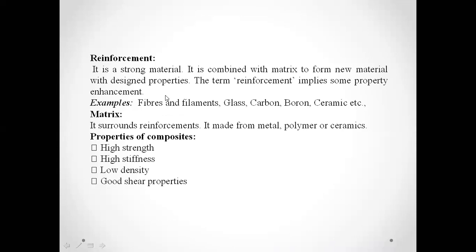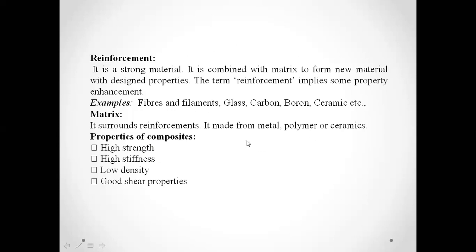So let us see what a reinforcement phase is and what a matrix phase is. The reinforcement is a strong material combined with a matrix to produce your composites. It might be made of fibers and filaments of glass, or elements like carbon, boron, and other ceramics. Your matrix is the continuous material in your composite, which holds the reinforcement material to make it a high stiffness, high strength, and low density material. Your matrix may be metal, polymer, or ceramic. So your composites are classified based on these.